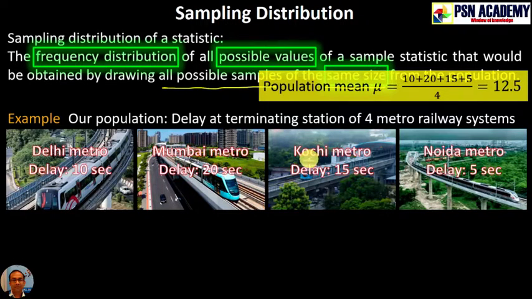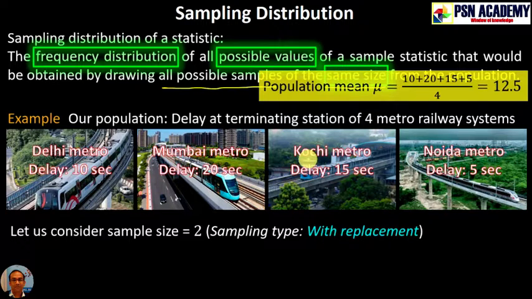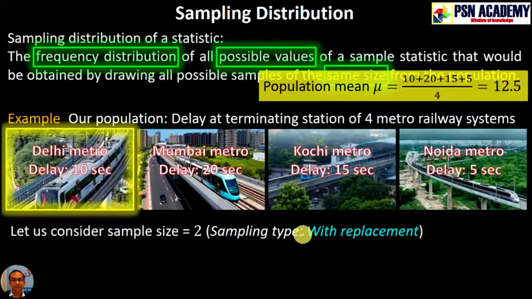Now, let us go for random sampling. Suppose our sample size is 2. That means we take a sample of 2 sampling units. And each time we randomly choose one sampling unit, we put the sampling unit back to the population basket. So that is sampling with replacement, right? Now the question is, what are the possible samples we may have out of this population? We may have Delhi Metro as our first sampling unit, and we write Delhi 10, and then we put this data back to the population basket.